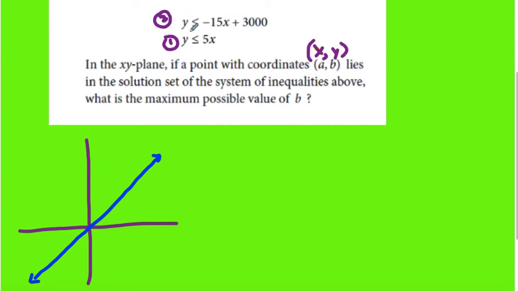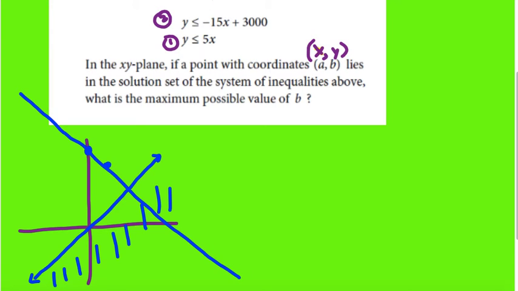And then y is less than or equal to negative 15x plus 3,000. And actually, we'd be shading below, so let me just do that. So I've got this 3,000 way up here, going down 15 over 1. So I have a line, and I don't have to be exact here, looking something like that, okay? And I want y is less than, so that would be shading here.